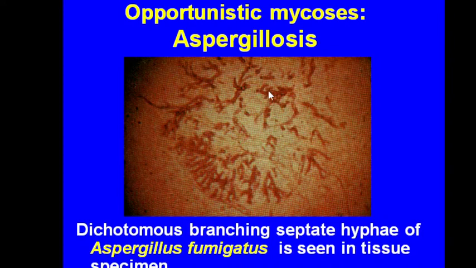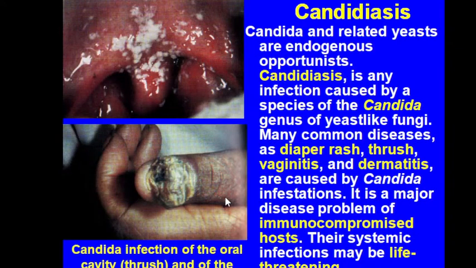So these are molds, right? So, by the way, aspergillosis is not dimorphic fungus. It grows in the human body as a mold also, right? And we can see here septated hyphae in the tissue specimen taken from the body.